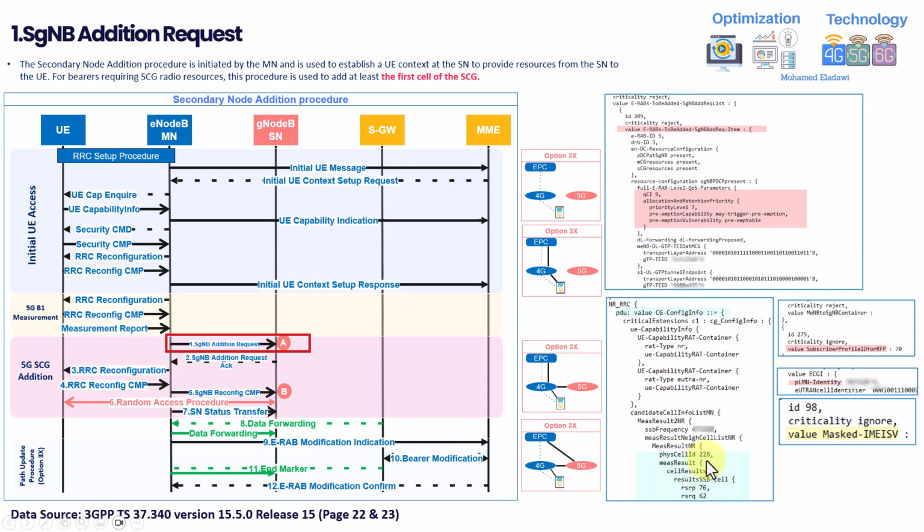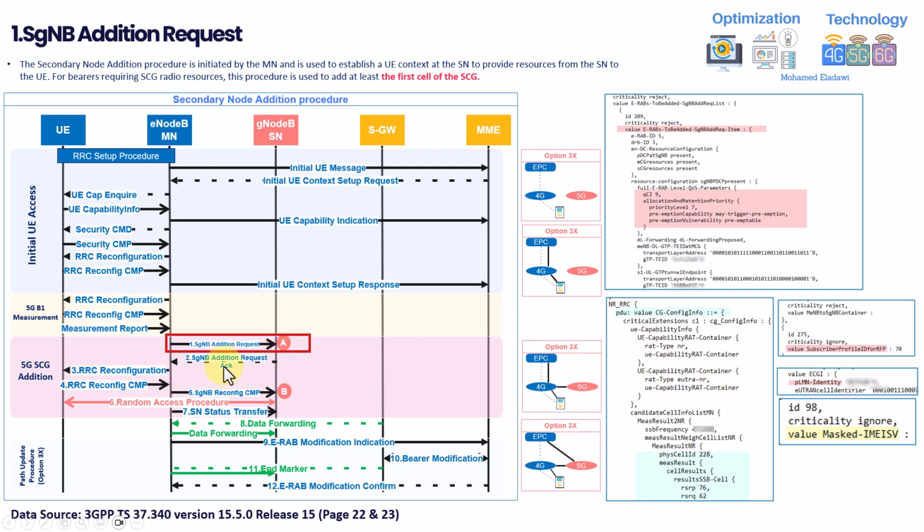For example, this is PCI 228. You have the RSRP 26 and the RSRQ 62. Then you will have this SBID. Sometimes you'll find SBID can be used to have specific settings. And now we have the element identity and also the cell ID of this particular user and market IMEC. Sometimes you'll find this information here.